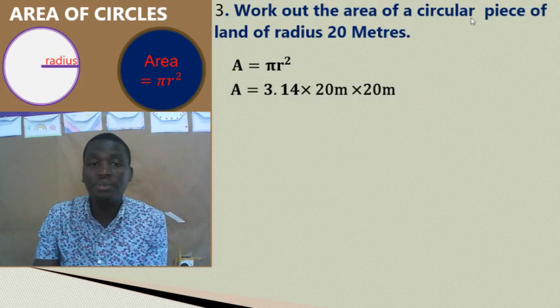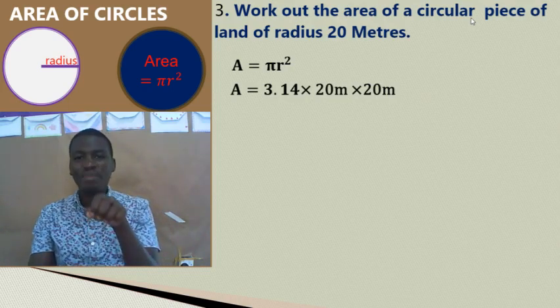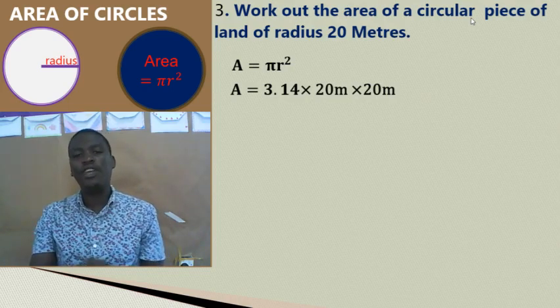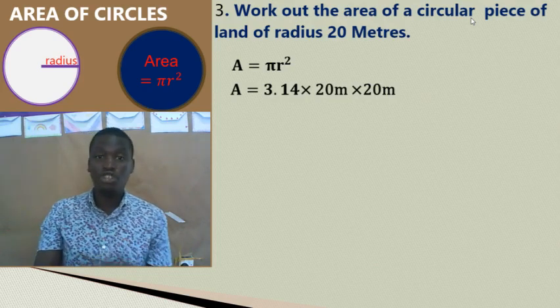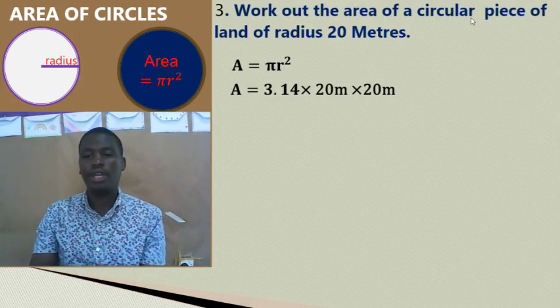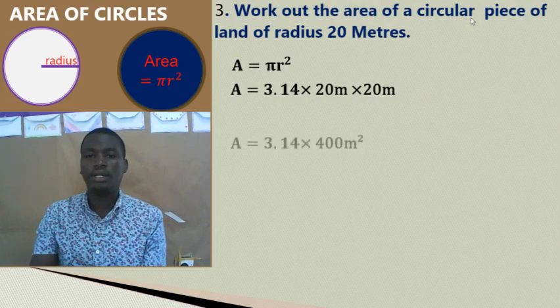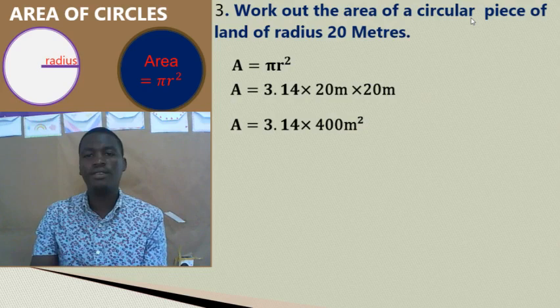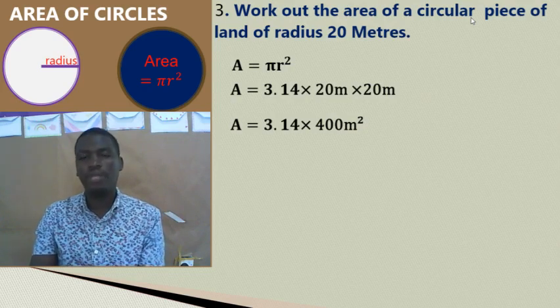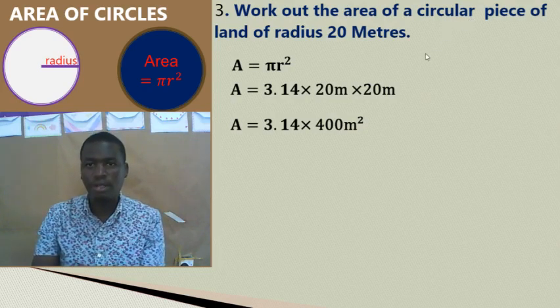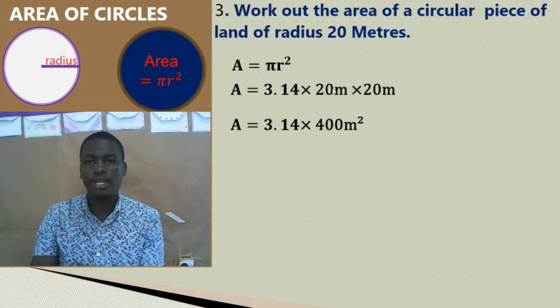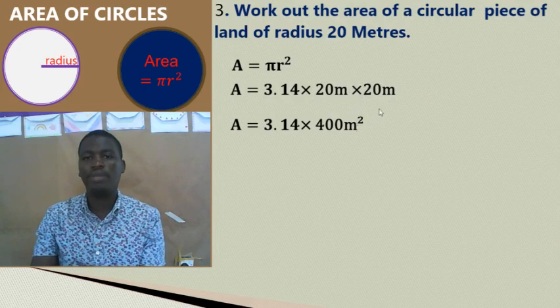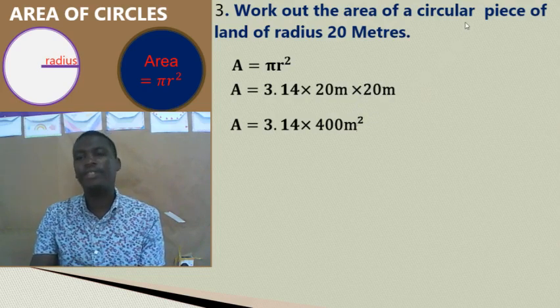Why have I chosen 3.14? Because 20 meters is a multiple of 10. It is very easy to use 3.14 than 22 out of 7. So there we go. We shall have 3.14 times 400 square meters. Where did we get the 400? We multiplied 20 meters by 20 meters, giving us 400 square meters. You simplify it in that form so that we are able to move on.